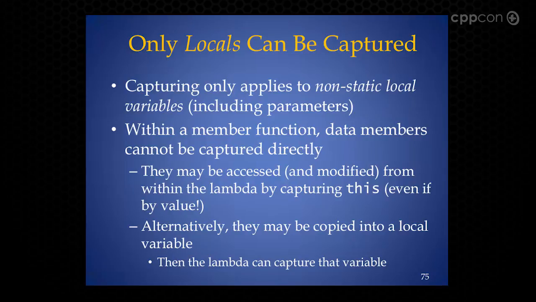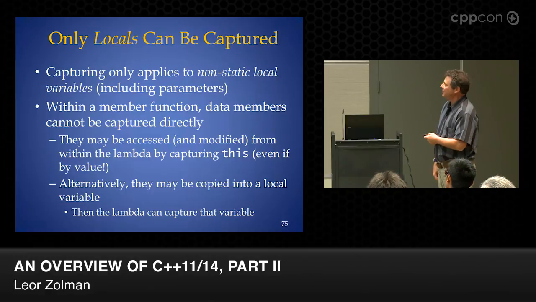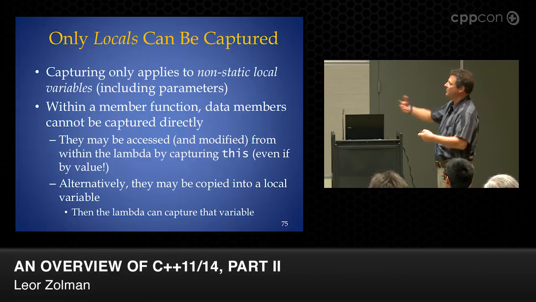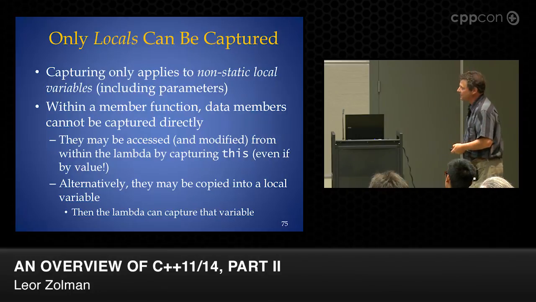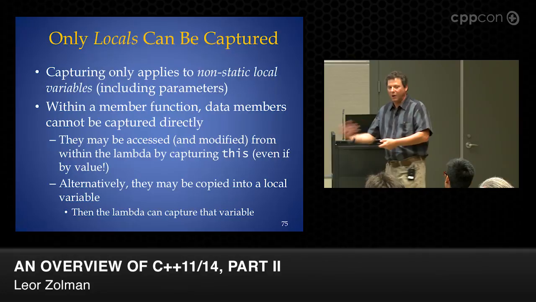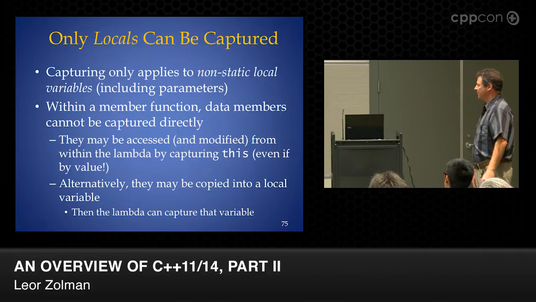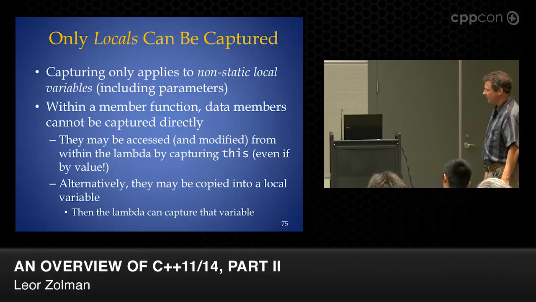Only local variables can be captured. Capture only applies to non-static local variables. So within a member function, the data members can't be captured directly. They're not local variables. What you have to do is capture this. If you capture that, then you can have access to all the members. Or alternatively, you can just copy the value of some data member into a local and then capture that. Okay? You might prefer that because it's a little more straightforward. There's less happening implicitly.